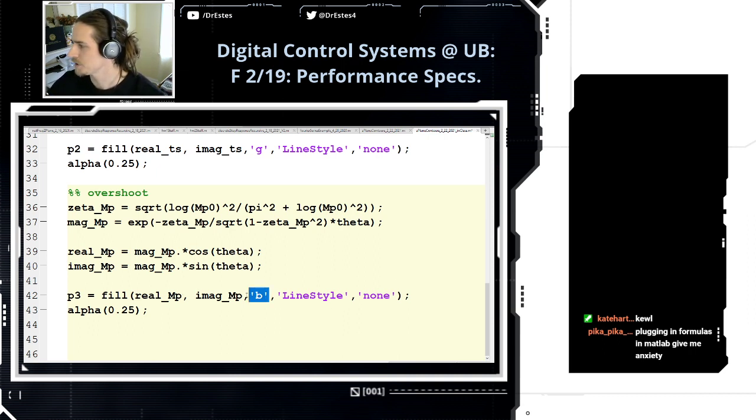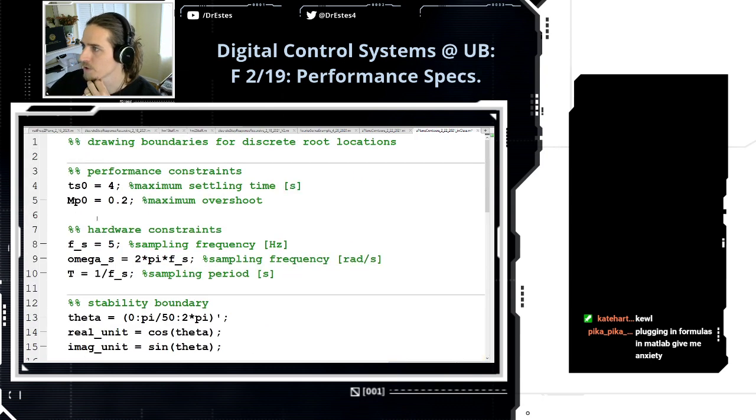Okay, I changed the color to blue. And we're using fill, we have this alpha value, so this is gonna add on top. Now make sure that you add at the very top here, I would put a clear all and a close all, just so it refreshes everything each time. Let's run it again.